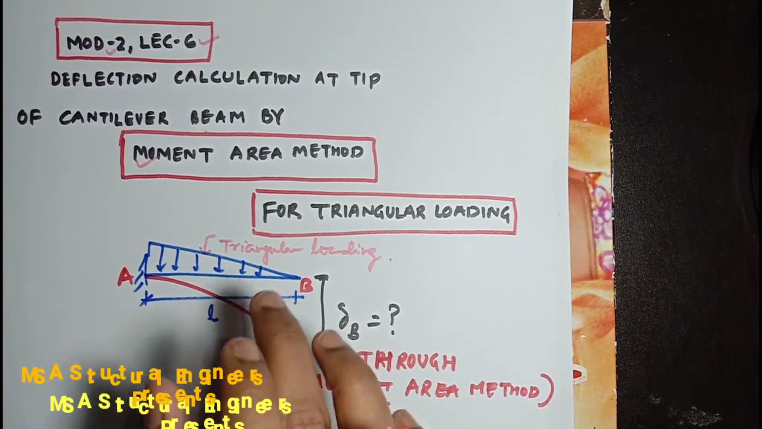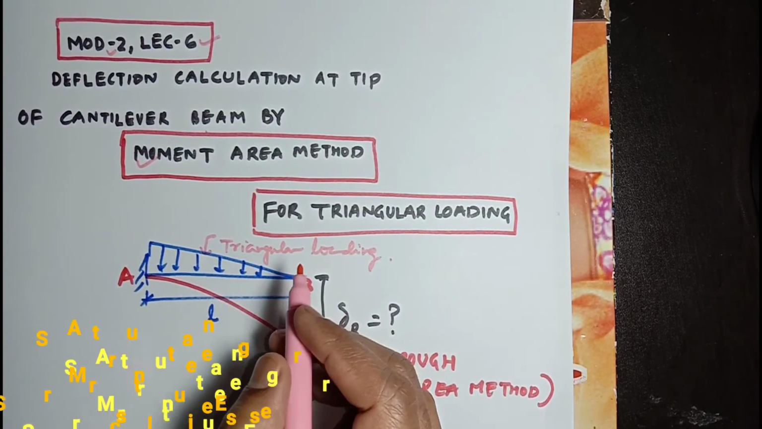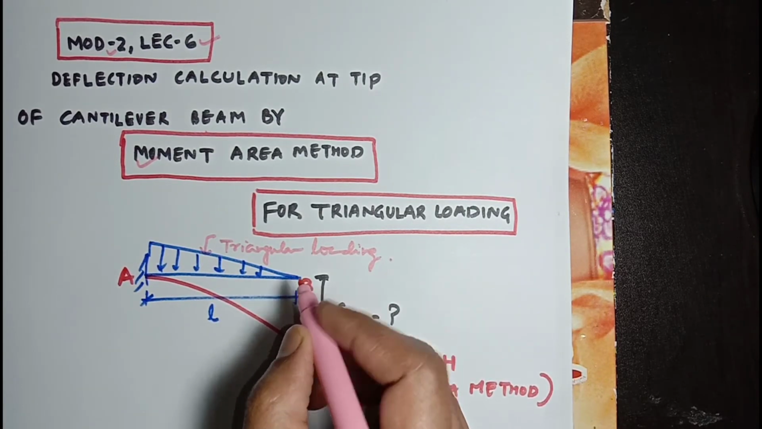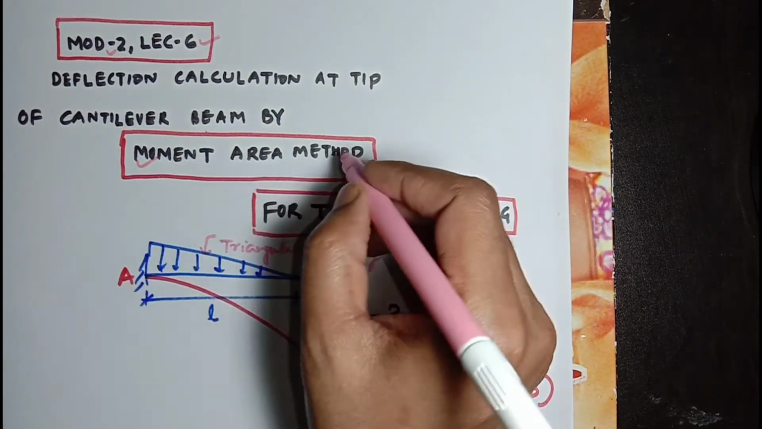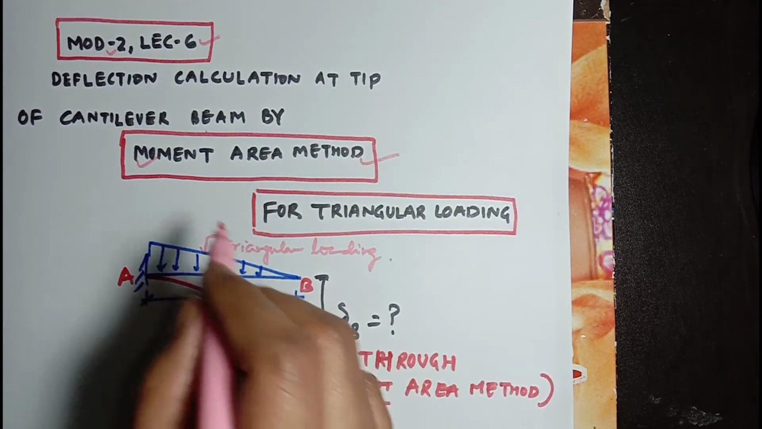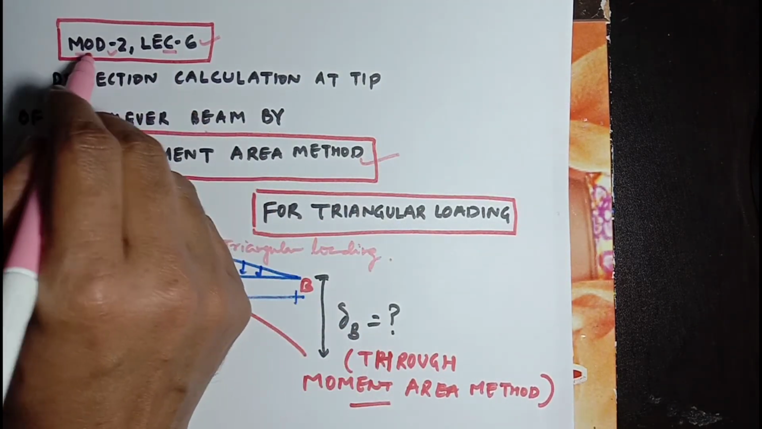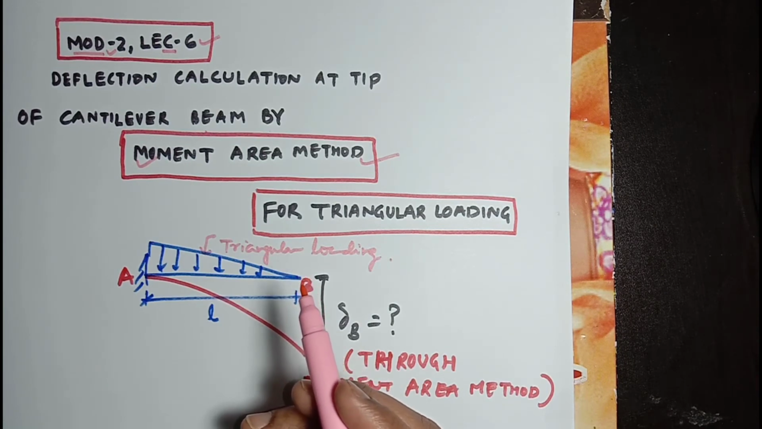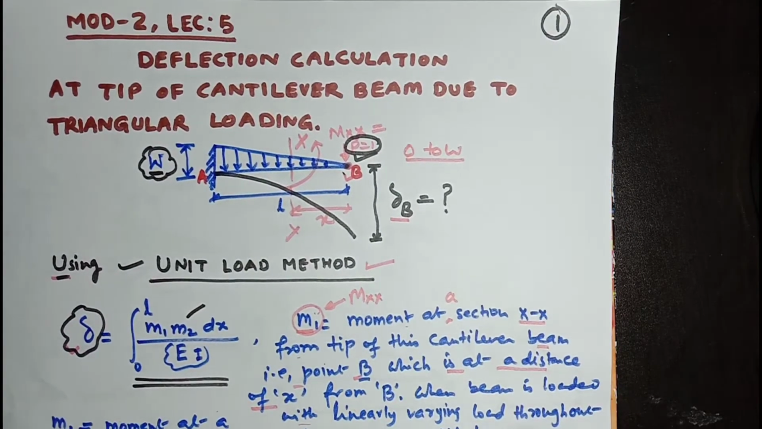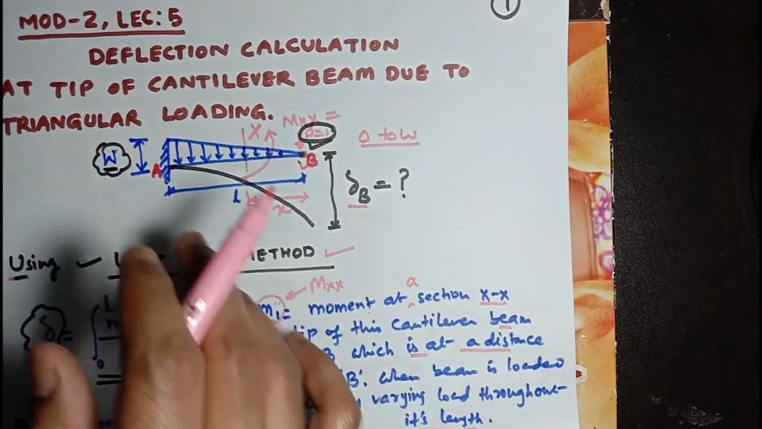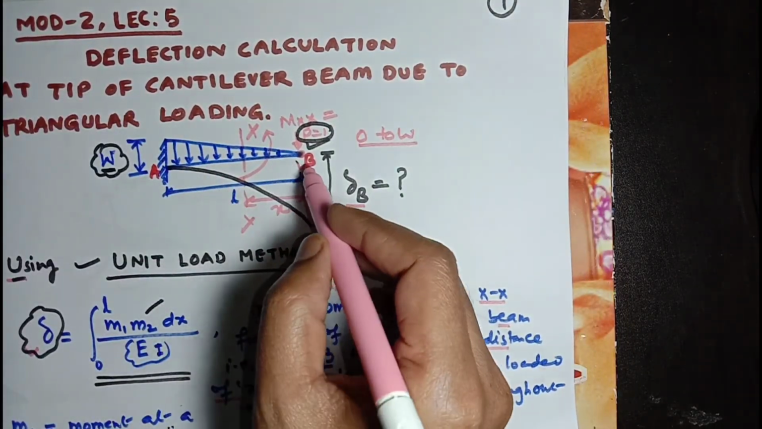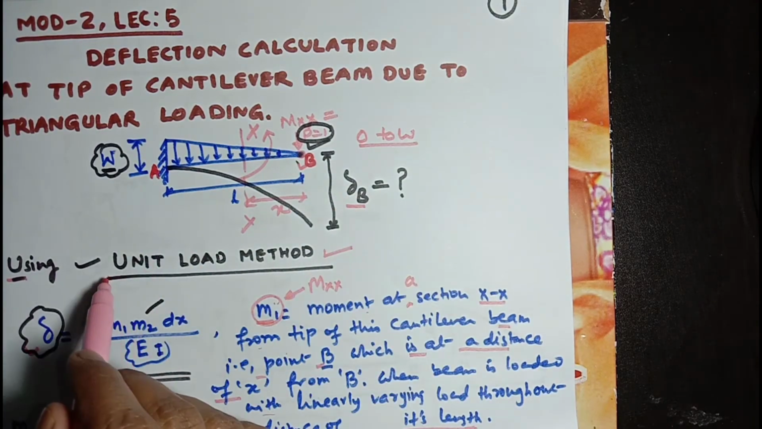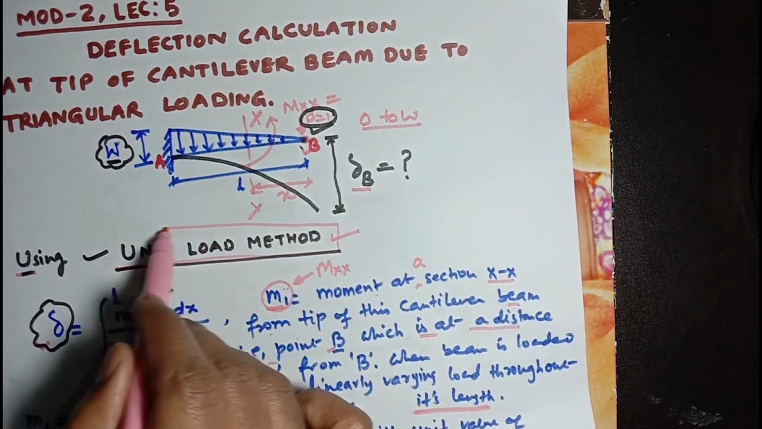Dear friend, I am here with you to discuss a very good example for the calculation of deflection at the tip of a cantilever beam by the moment area method. This is my lecture 6 for module 2. In my lecture 5, you can see the same example was discussed for calculation of deflection at point B through the unit load method.